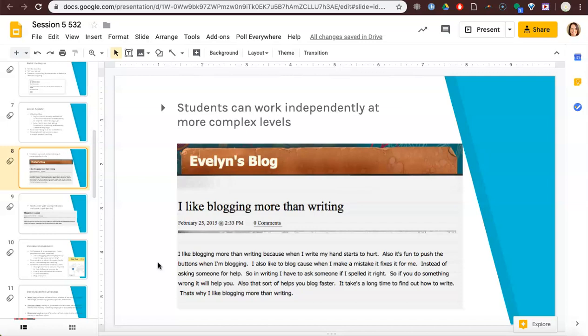And it helped her write faster. So it helped her get those ideas out quicker. And she said it takes a long time to figure out how to write. And we know that. It's the last domain to develop. And yet, this is what she's saying, that the blogging is so much better because it's helping her do that. It's helping her learn those things.